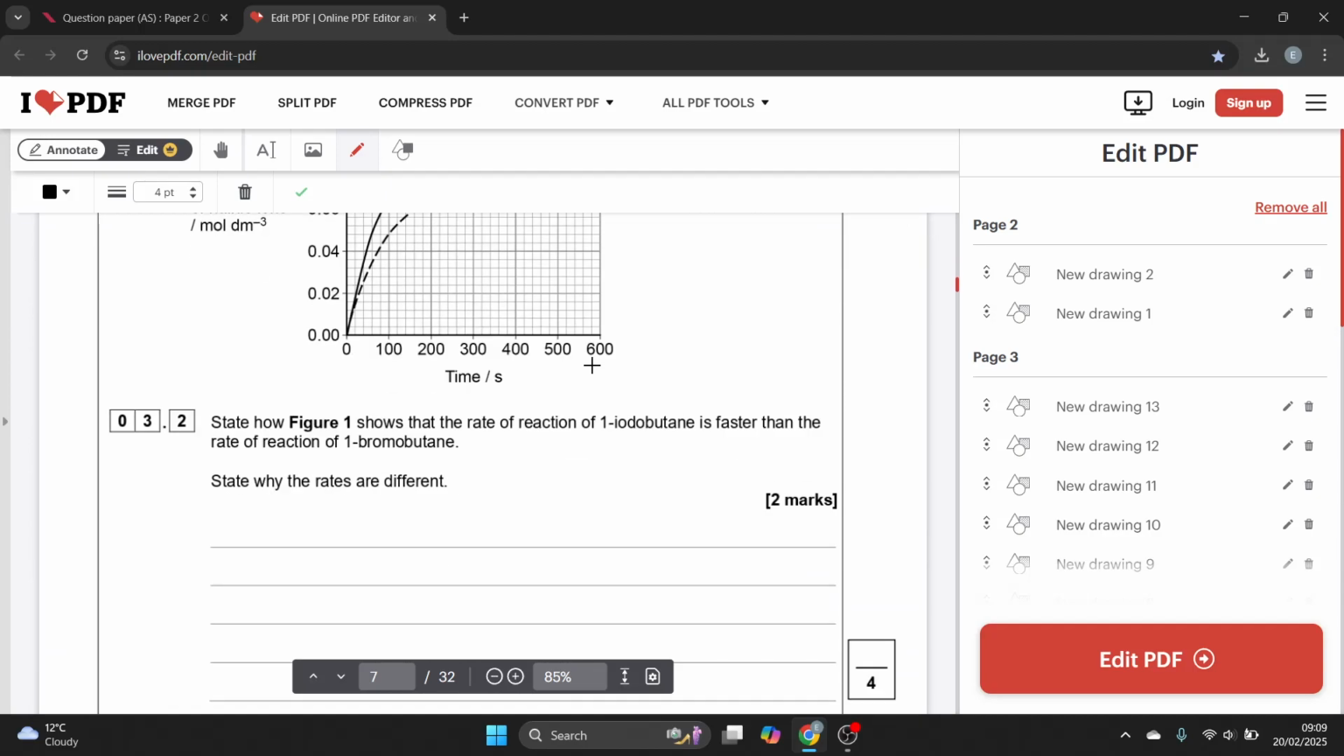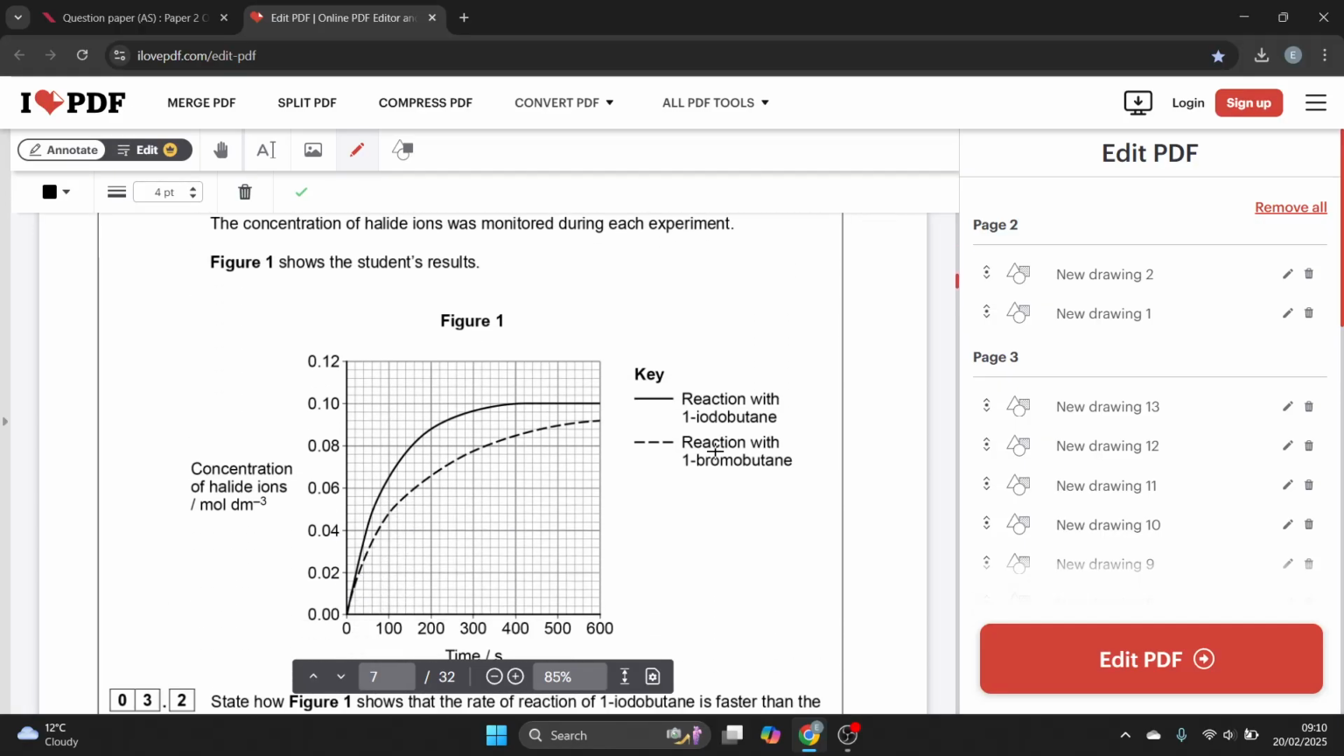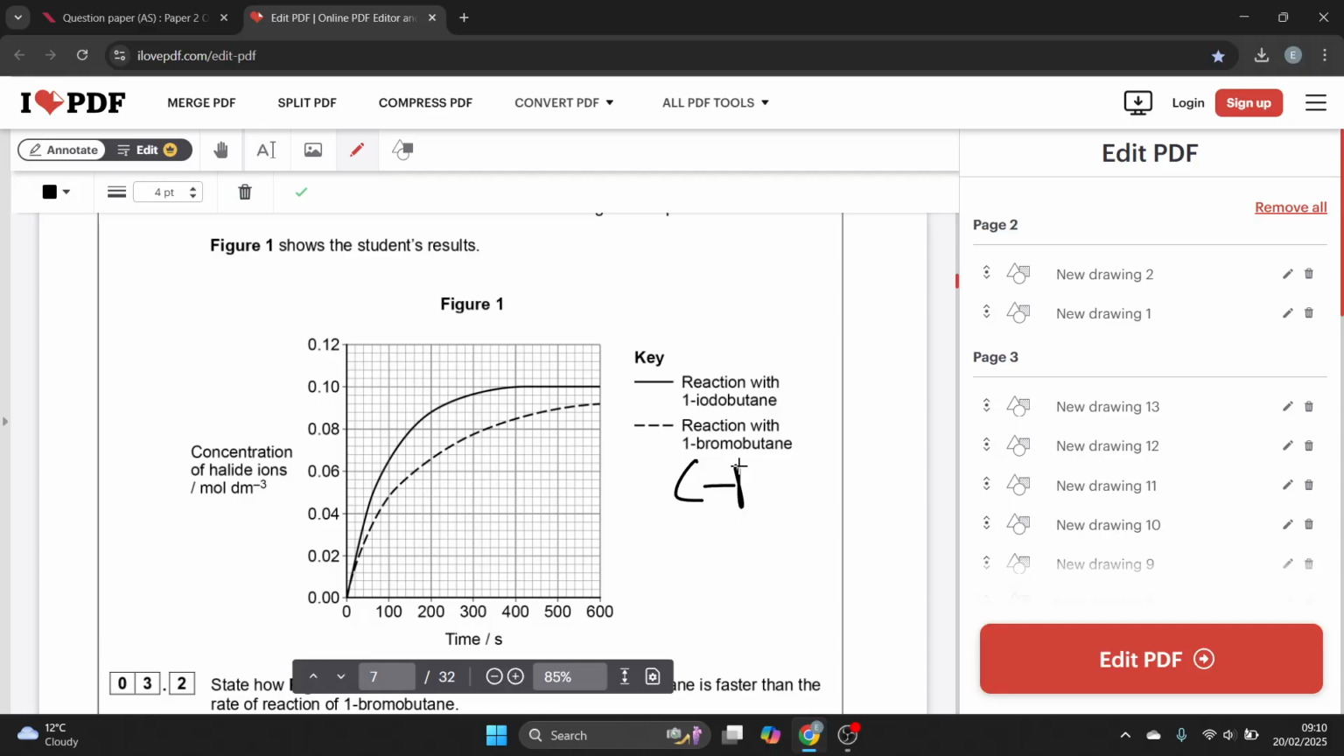State how figure 1 shows that the rate of reaction to yield butan-1-ol is faster, and state why the rates are different. So what you're going to need to use for this is the idea of the CF, CCl, CBr, CI, and you should know that substitution is faster as you go down, so aka faster rate, reason being lower bond enthalpy.